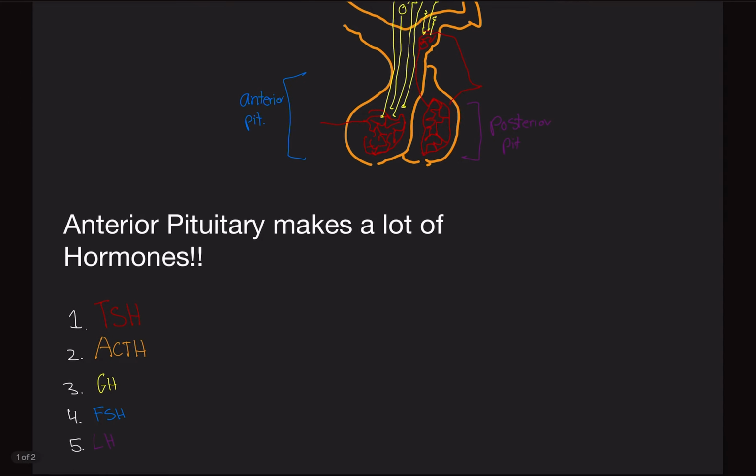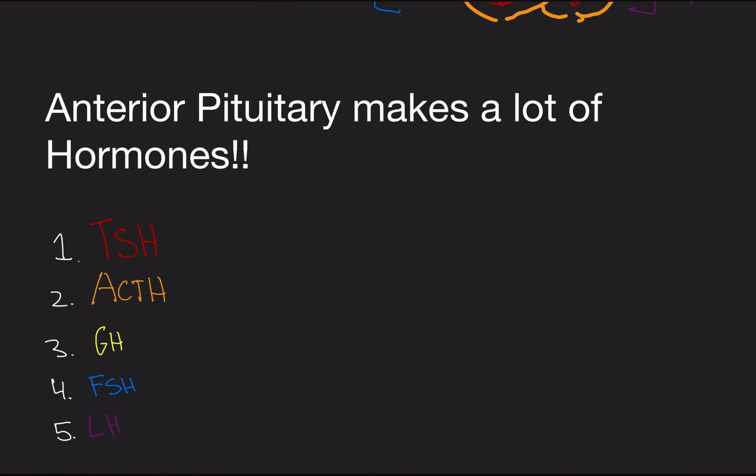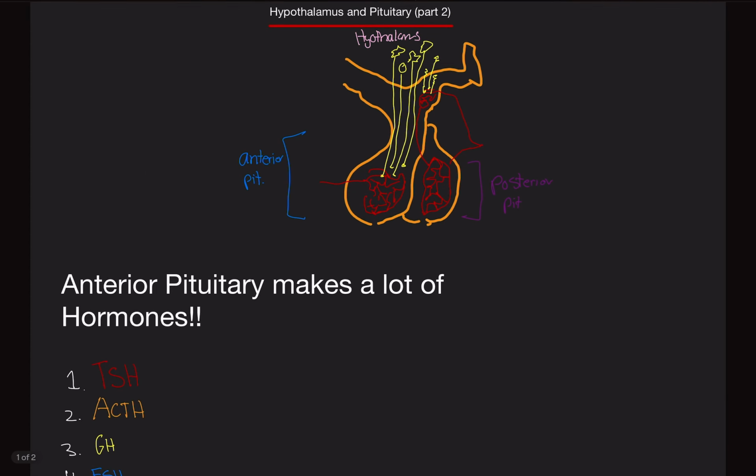The anterior pituitary makes 5 different hormones. It makes more, but we're going to only go over 5. This is usually the 5 you need to know for a human physiology course. We have TSH, ACTH, GH, FSH, and LH. We're going to go over each of them slowly, and everything will be great.